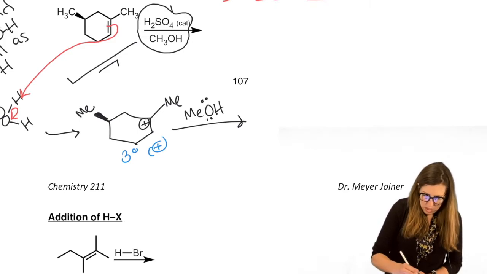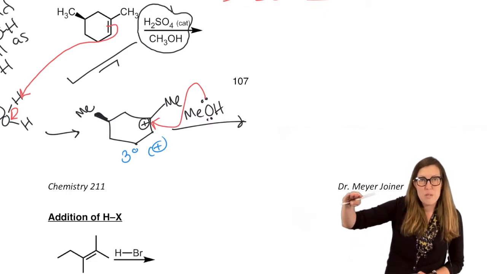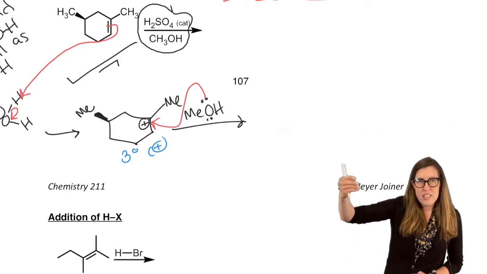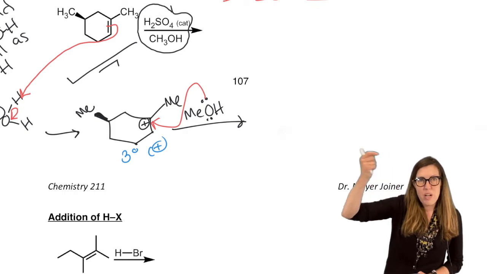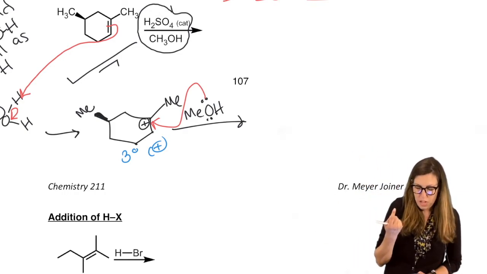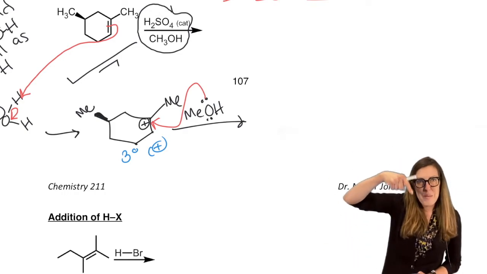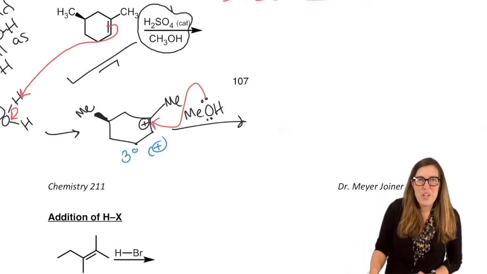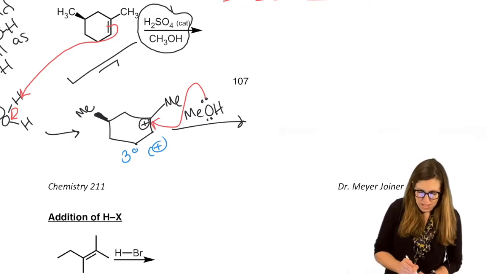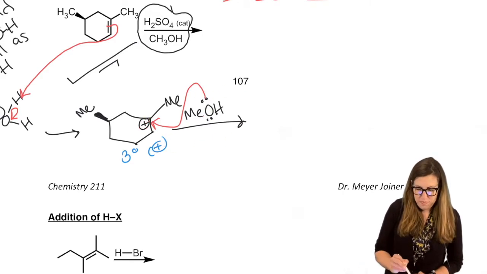So now the lone pair of electrons attacks the carbocation, and wait, the carbocation is flat and planar, which indicates that the methanol could have equally attacked from the bottom as it could have from the top, as well as the bottom. So 50-50. That means we have the methanol coming in from the wedge location as well as the dash location.